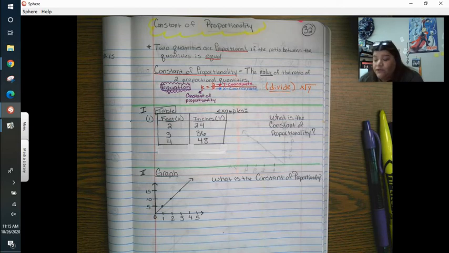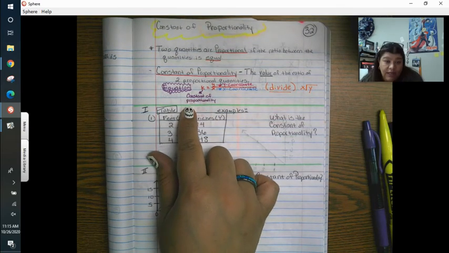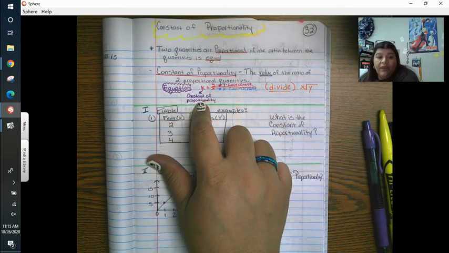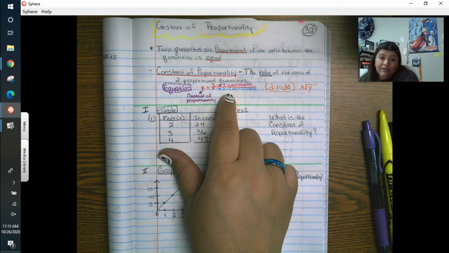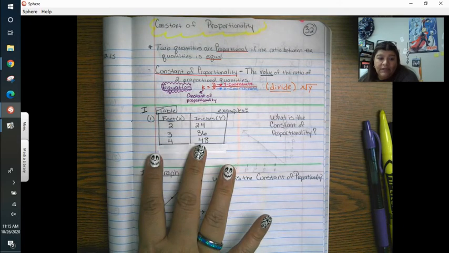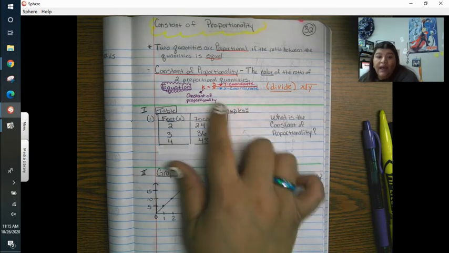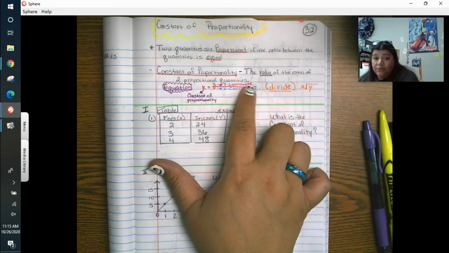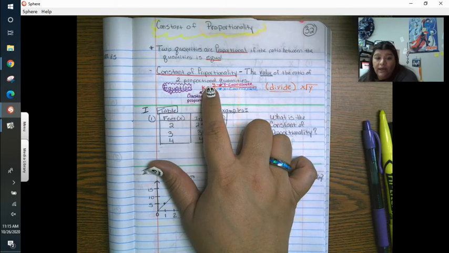Okay, so let's see what each variable stands for. K stands for constant proportionality, so that is the rate that we're looking for. Y is going to be your y coordinate, and x is your x coordinate. They usually give you y to x because it'll be either in a table or a graph form. Okay, so how do I figure out the constant proportionality? Remember, this fraction bar is also division. So you're just going to divide. You're dividing your y by your x.